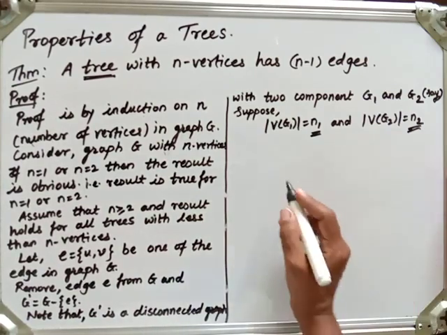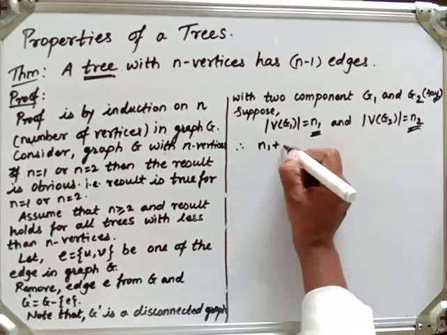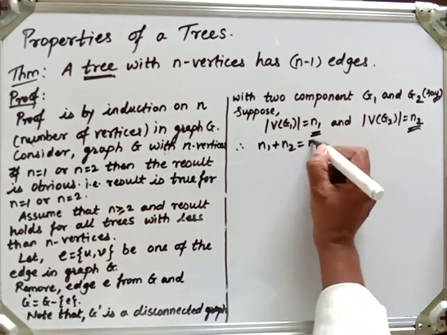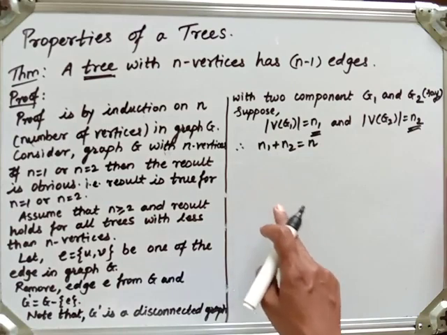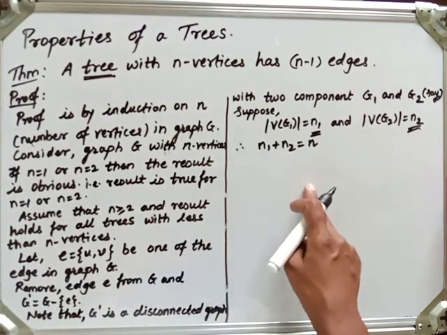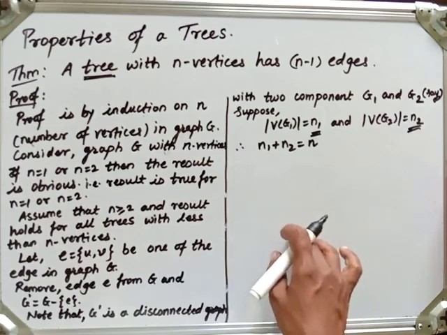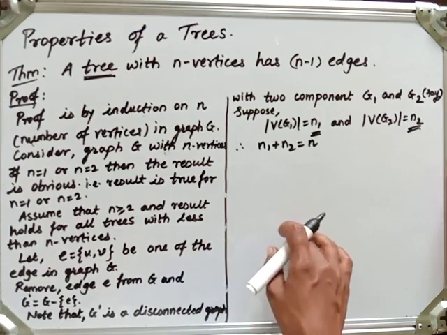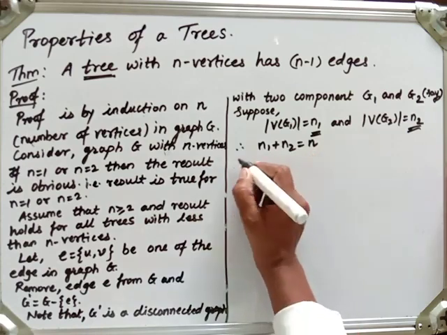Fine. Now as we know, N1 plus N2 is how much? N1 plus N2 is N. As we had written, G1 has 2 vertices, G2 has 1 vertex. So 2 plus 1 will become 3. Basically our original graph has 3 vertices, that is N vertices.